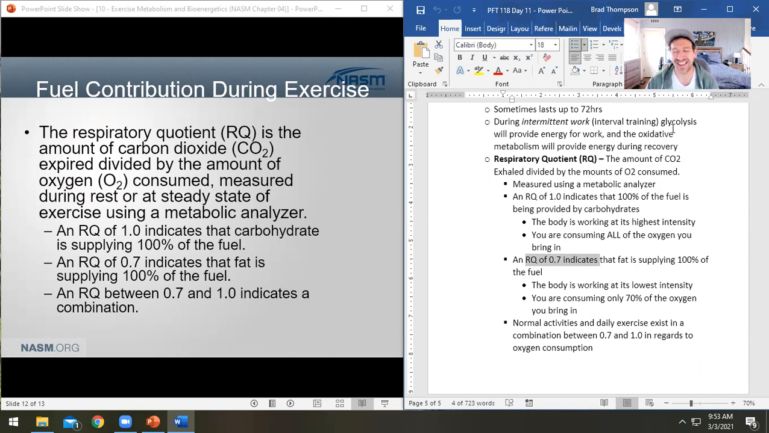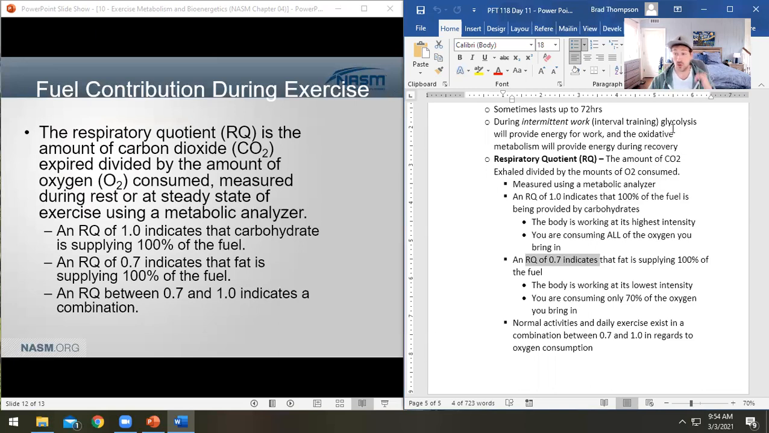So an RQ of 0.7 is your lowest intensity. That is you asleep, right? So 70% of the oxygen you inhale gets used to do stuff, and 30% of it doesn't. You end up exhaling 30% of the oxygen, which is why CPR works, by the way, when you're doing rescue breaths. If it was 100% CO2, you wouldn't be helping that person out at all, right? They wouldn't be getting any oxygen.